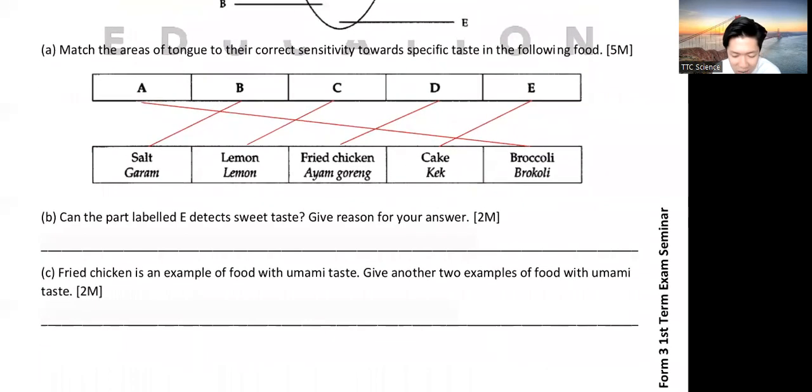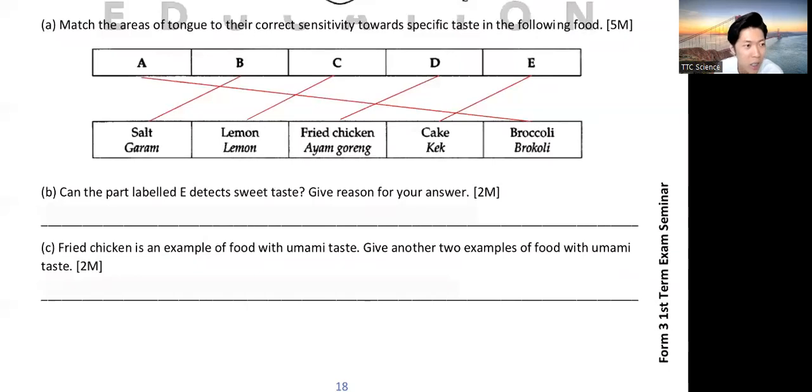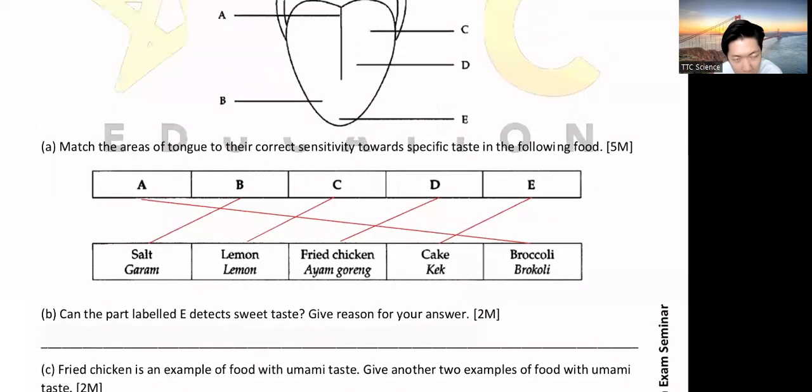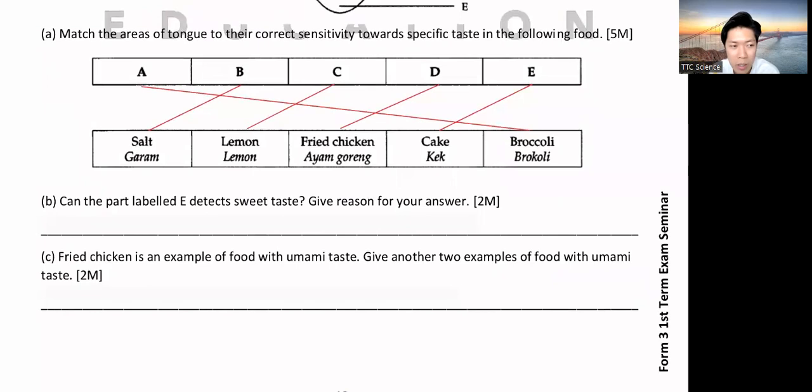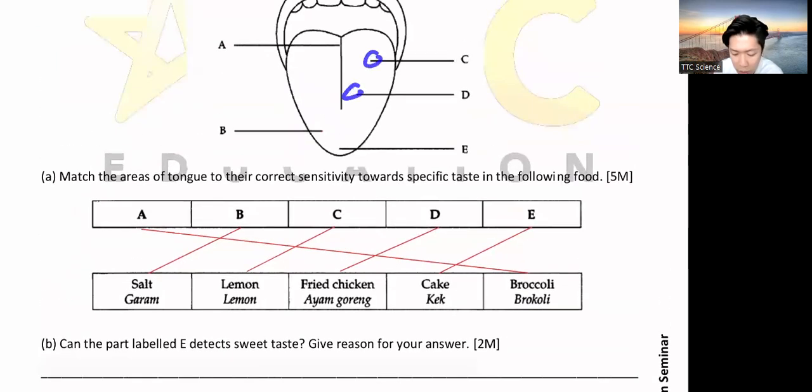Next one. Can part E detect sweet taste and give a reason? Why does E taste sweet, and give a reason? Because it's sweet taste. How this kind of question works, right? The simpler it sounds, the more difficult it is to answer. Why that particular part can taste that particular taste is because that particular part has more of that taste buds. You get it? So same, no matter C, D, B, E.